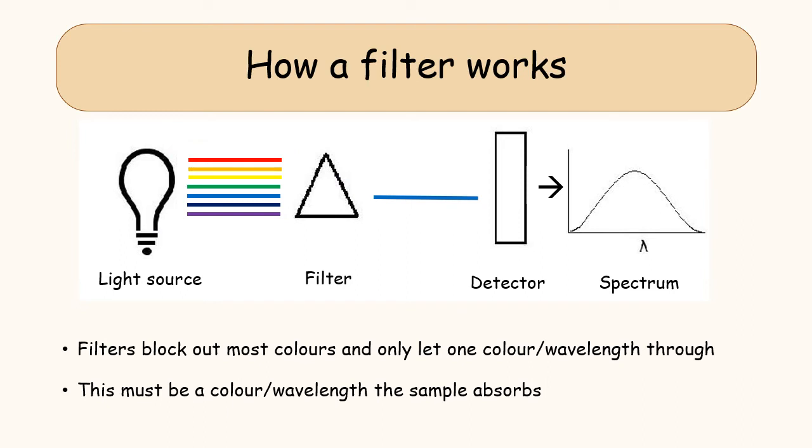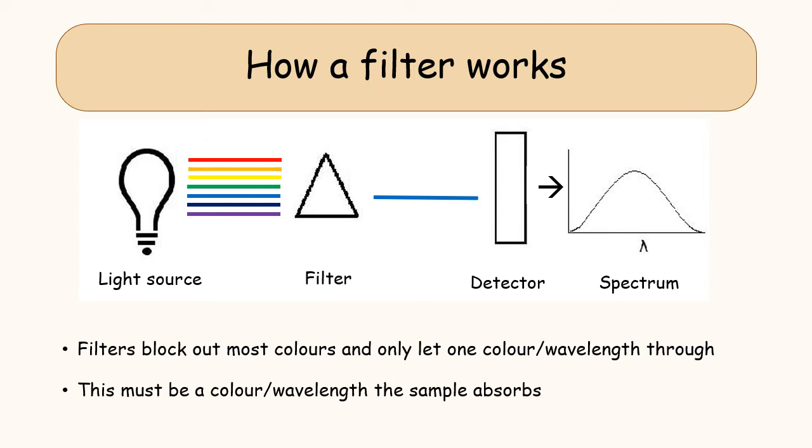Now, how does a filter work? Well, the light source for most spectrophotometers and colorimeters is white light. White light is made up of every single colour. Now, when you've got a coloured compound, it's usually coloured because it's absorbing a specific wavelength. What a filter does is it only allows a particular wavelength through. So for example, the filter that's been represented by a triangle here is only letting blue light through. It's that blue light that's passed through your sample, and you're measuring how well your sample absorbs blue light.